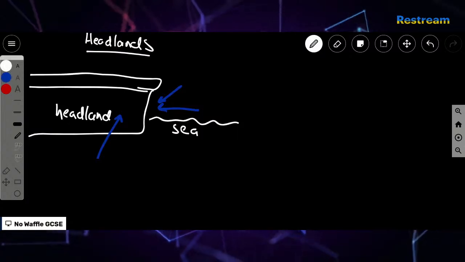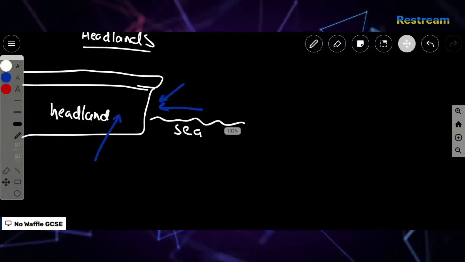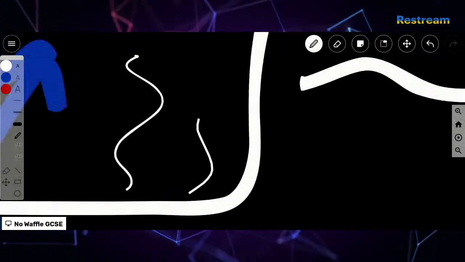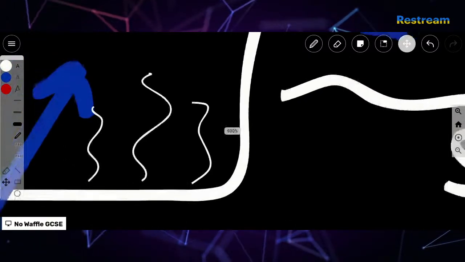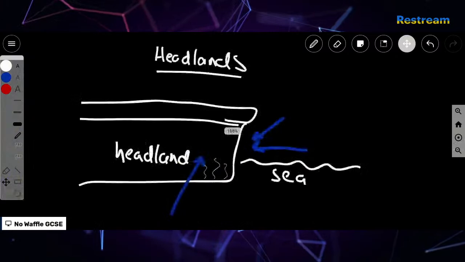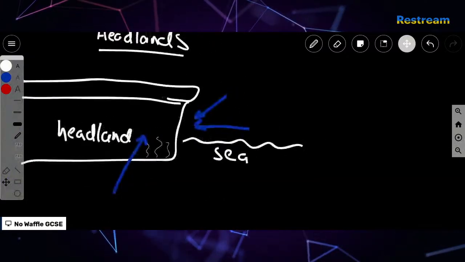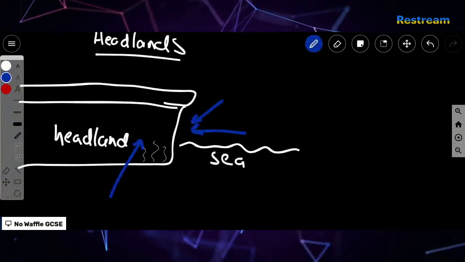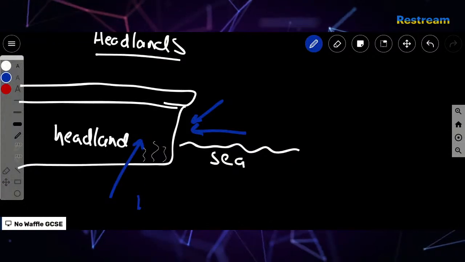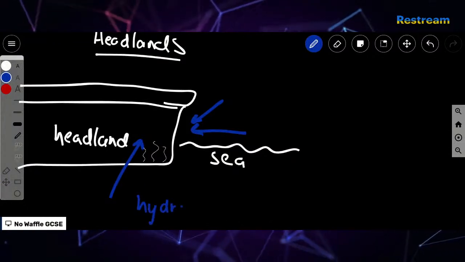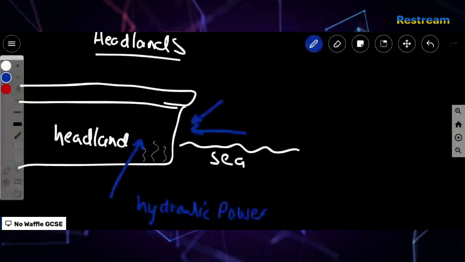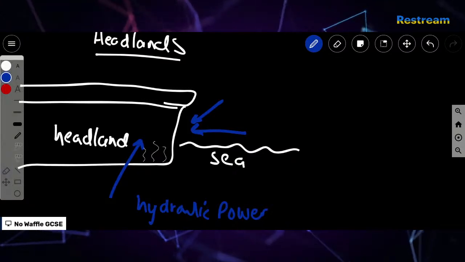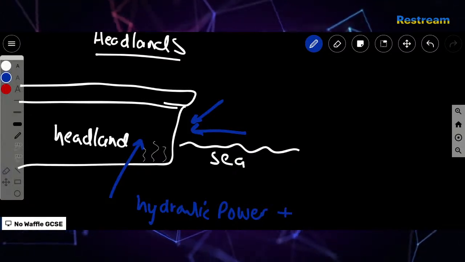As they attack the sides, this rock has weaknesses called little cracks. Imagine these little cracks. Within these little cracks, hydraulic power starts to happen, and abrasion starts to happen. Hydraulic waves smash against the cliff face, and as they smash against it, they widen any cracks that there might be. There's also freeze-thaw weathering and abrasion.